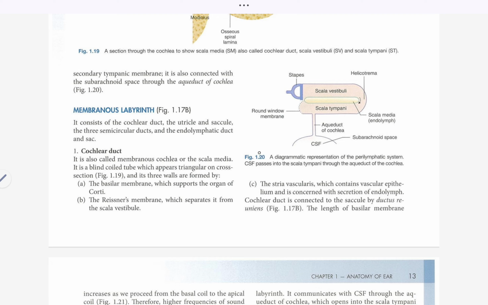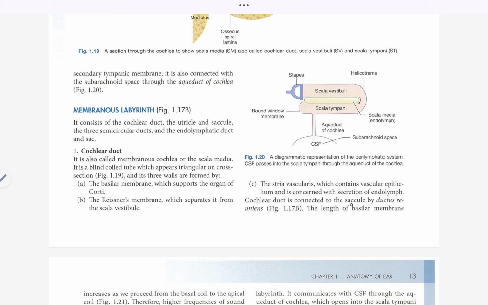Here we can see in figure 1.20 a diagrammatic representation of the perilymphatic system. CSF passes into the scala tympani through the aqueduct of the cochlea. Here we can see the CSF, aqueduct of cochlea, that is formed in the subarachnoid space. Here we can see the round window membrane, scala tympani, scala vestibuli, helicotrema, stapes. Scala media, which contains the endolymph.